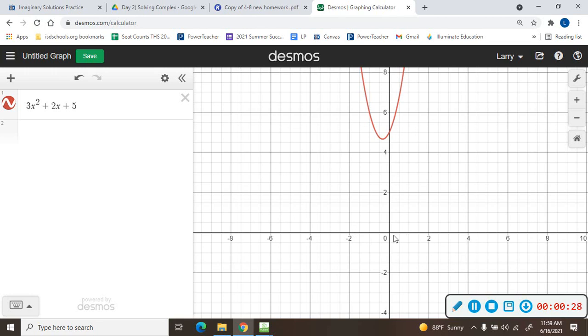By the fundamental theorem of algebra, it does have two solutions. But because it's way up here, we know that those solutions are going to be imaginary. So if you extended this x-axis, you would see that they do have two solutions that are imaginary. So I can't just get it from the graph.